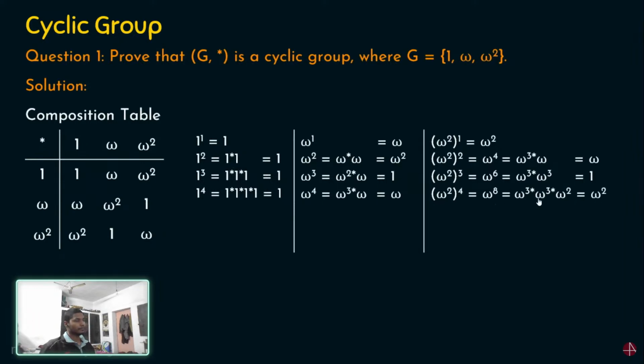We can write it as omega cube into omega cube into omega square. You know omega cube is 1, so 1 into 1 into omega square, which is equal to omega square. Now we can also witness that the element omega square is also able to generate all the elements of the group: omega square, omega and 1.